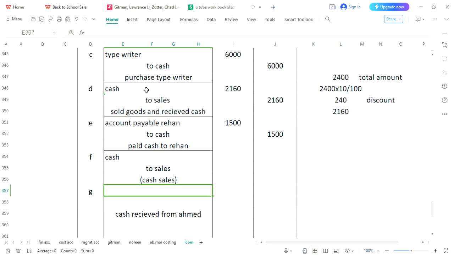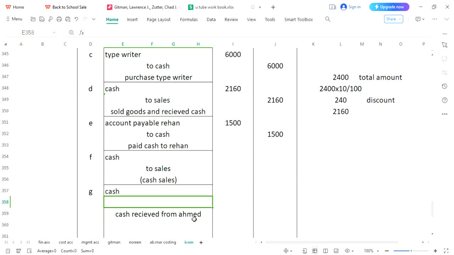What does that mean? Cash is coming in. Cash is your asset. Asset is increasing. Increase in asset should be debited. So you have written cash on debit side. Just align it to debit side. You have received cash from Ahmed. Why have you received? Ahmed was liable to pay. It means Ahmed was your account receivable. Note it down again in your notebook.